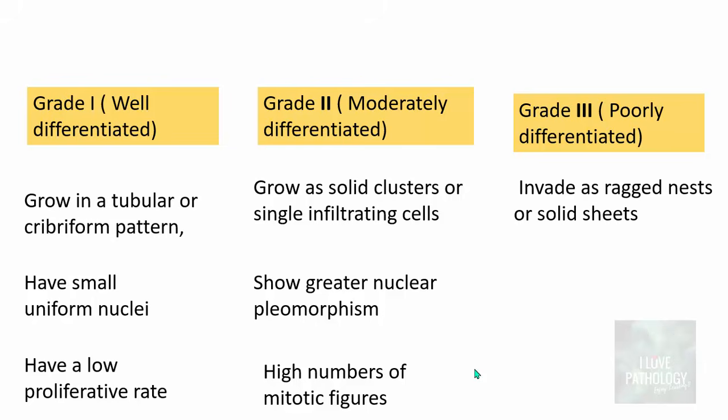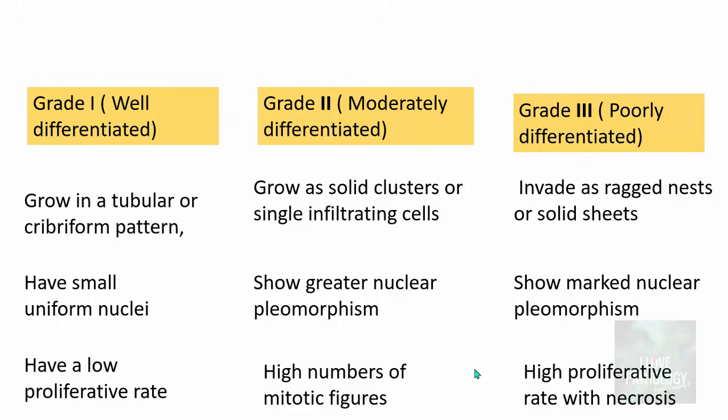Grade 3 tumors invade as ragged nests or solid sheets. They have marked nuclear pleomorphism and an extremely high proliferative rate with evidence of necrosis. So this is how grade 1, 2 and 3 tumors look.